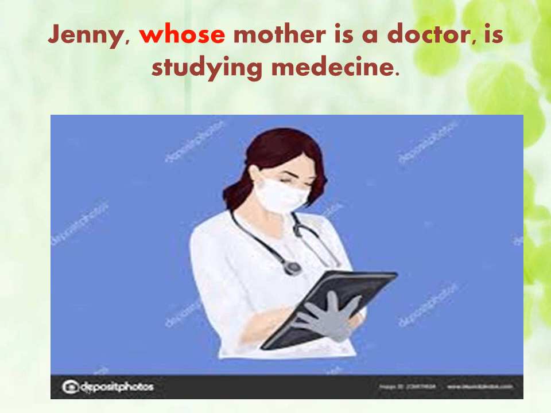Another example, Jenny, whose mother is a doctor, is studying medicine. We can say Jenny is studying medicine. ولكن شكون هاد جيني كنهضروا عليها اللي تنتكلموا عليها؟ So Jenny whose mother للأم ديالها. So whose mother is a doctor is studying medicine. So here again possession, it refers to the mother of Jenny.